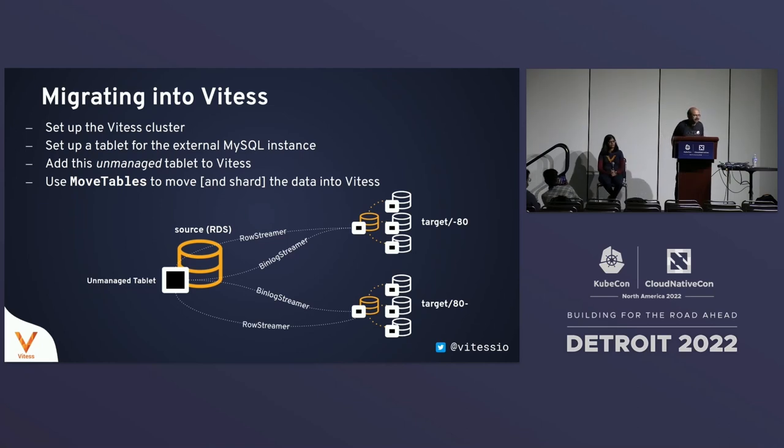When you migrate into Vitess, let's say you want to just try it out, or you've decided that you want to move your MySQL cluster into production, you would first, of course, create the Vitess cluster. In this case, we have created a sharded cluster, but you could start with unsharded as well. That's the target. The source is the existing database, which is in your data center. It could be RDS, Aurora, MariaDB, or vanilla MySQL.